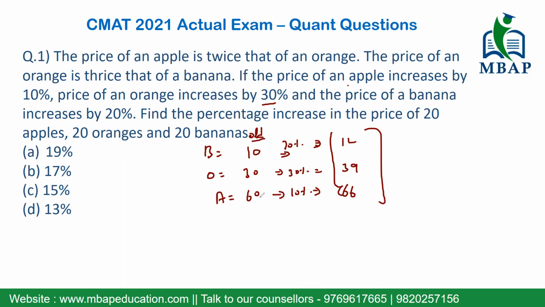Let's see the value of the old cost. The old cost is going to be the sum total of all, which is basically 100 rupees. And the new cost will be how much? 12 plus 39 plus 66, which will account for 117. And the question now becomes very simple. Tell the percentage increase from 100 to 117, and all of you will simply mark option B, which is 17%, to be the final answer for this question. I hope this is clear to all of you.